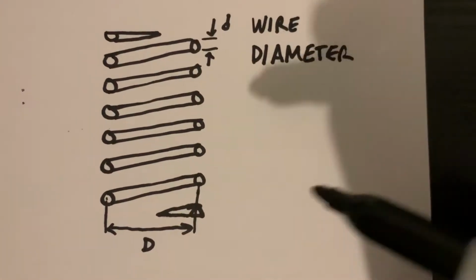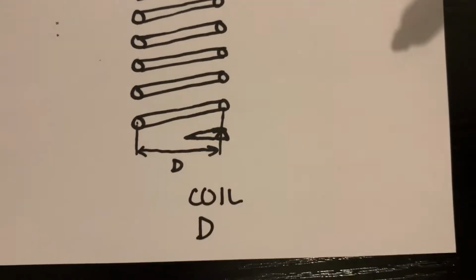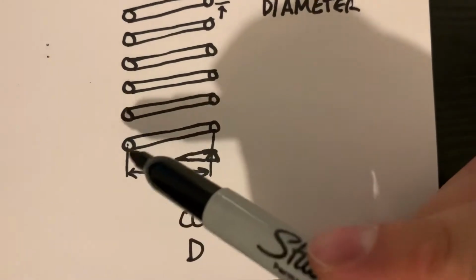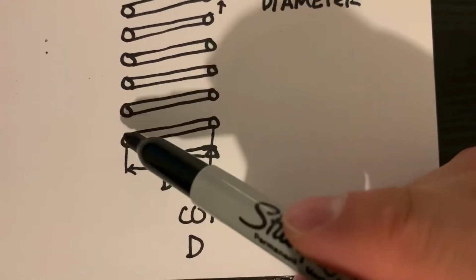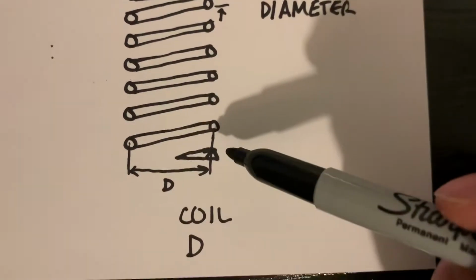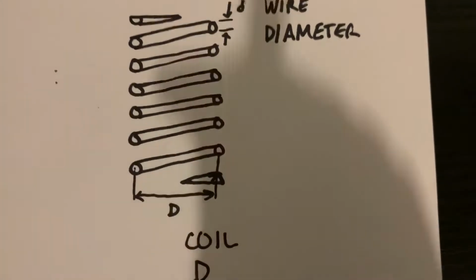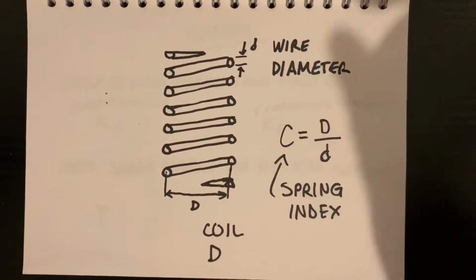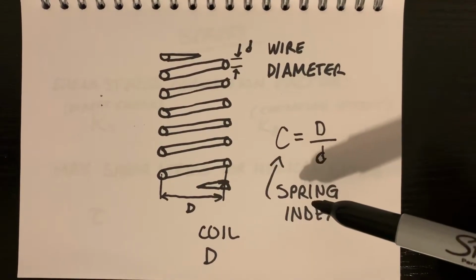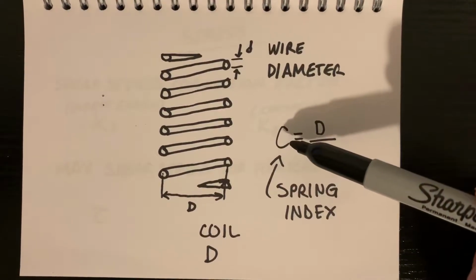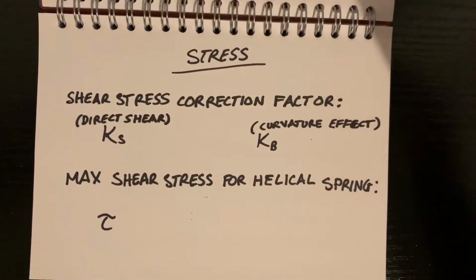Next is the coil diameter, big D, and the coil diameter goes from the center of the cross section here to the center of the cross section here, and that represents the diameter of the entire coil across. Now the ratio of the coil diameter and the wire diameter is called the spring index, and that's symbolized with the capital C, and we'll use that later to calculate our stress.